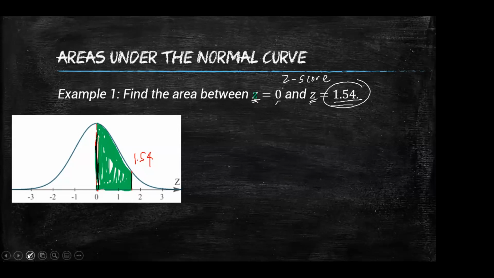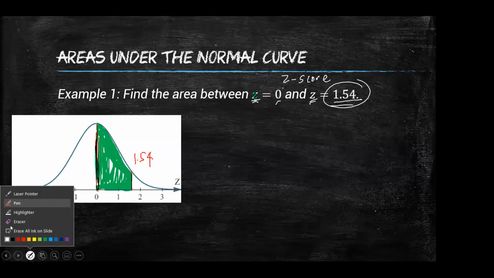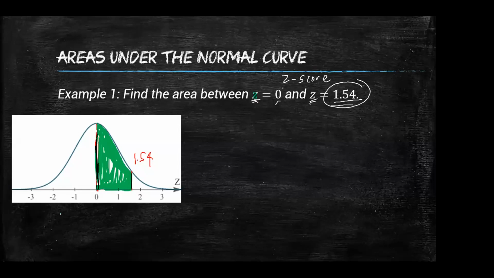Nag-drawing pala ako kanina habang nagsasalita. Ang hahanapin natin, class, is yung area between 0 and 1.54. Ito yung 0, dito yung 1.54. So, yung hahanapin nating area is itong part na to. Paano siya hanapin? Pag in between 0, class, makinig, this is important.